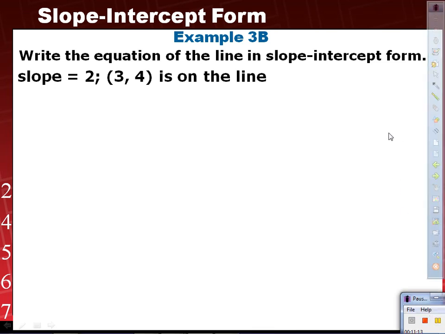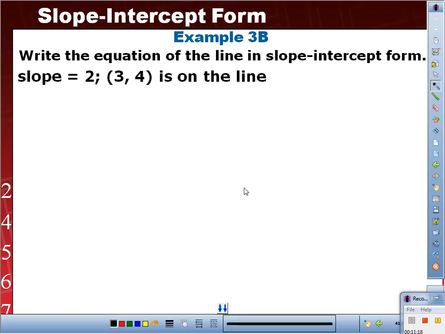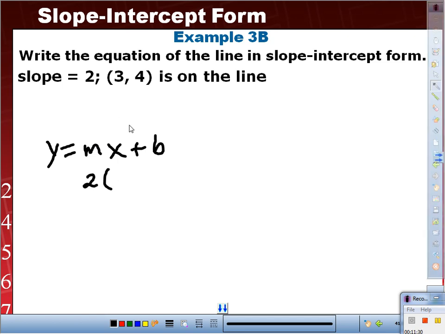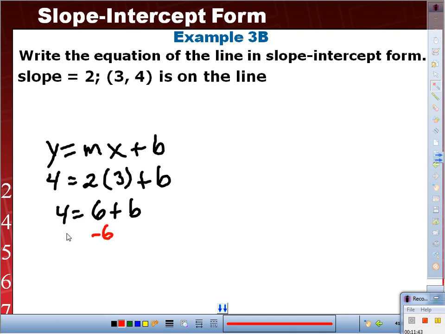All right, here we go. So, first things first, you should have written y equals mx plus b. From there, you substituted for m the number 2. For x, you substituted number 3. And for y, you substituted 4. You brought everything else down. We solved for the letter b. 4 equals 6 plus b. At the end, we subtract 6 from each side. Therefore, negative 2 equals b.